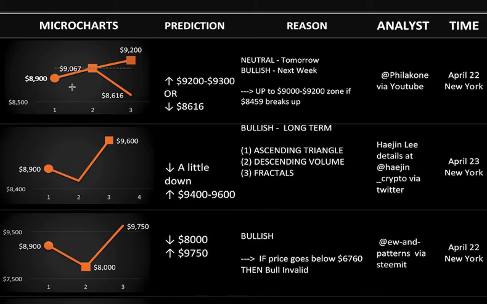If we stay on the path of an ascending triangle, which means we will not go down, that's why I have this dotted line here with the square. If we go up, then we can test $9,200 to $9,300.